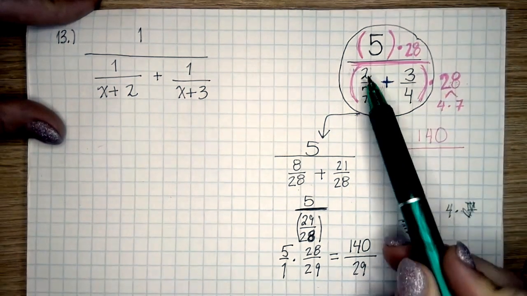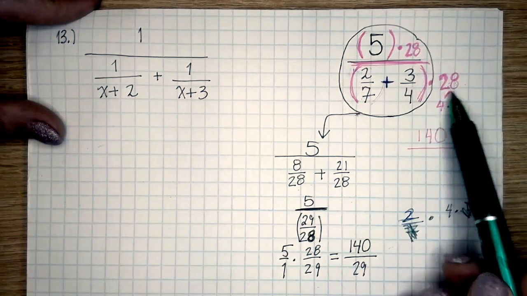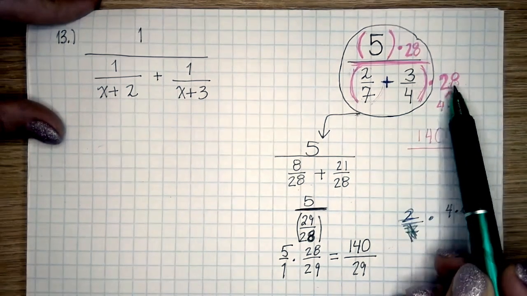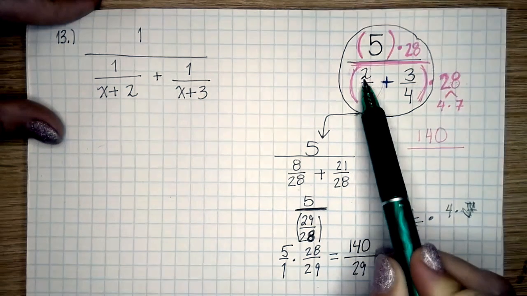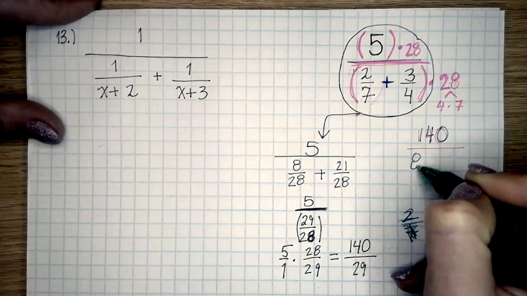So 28 times 2 sevenths, the 7 will go into 28 evenly. How do we know that? We picked 28. We made it out of that number, right? We used that number and that number to make it. So 28 with 7 reduces, and I'm only left with 4 over here and 2. And what's 4 times 2? That's 8. So there's the 140 on top. Here I have an 8.